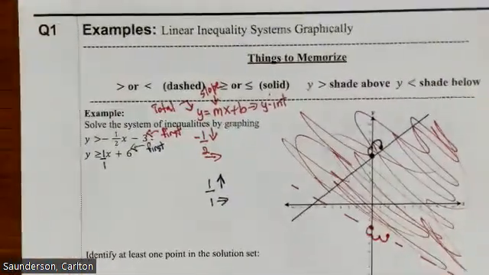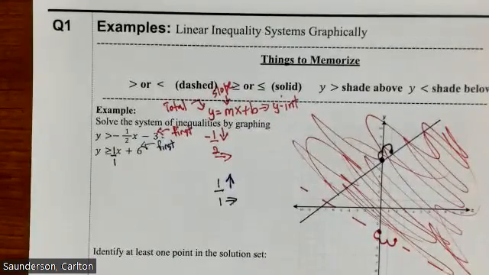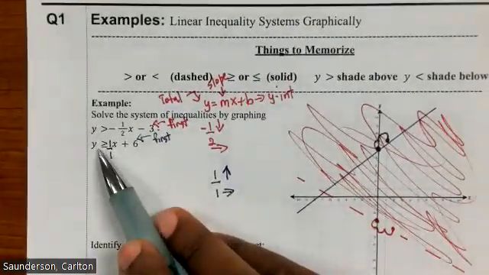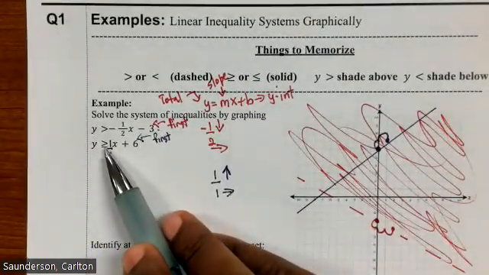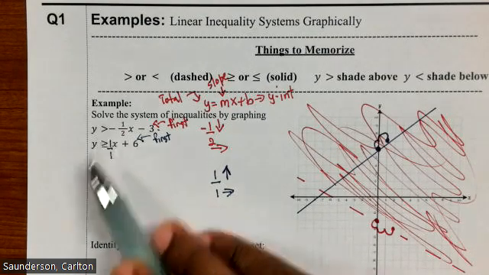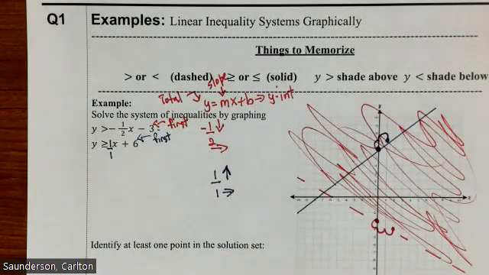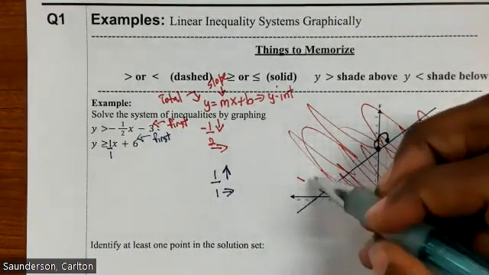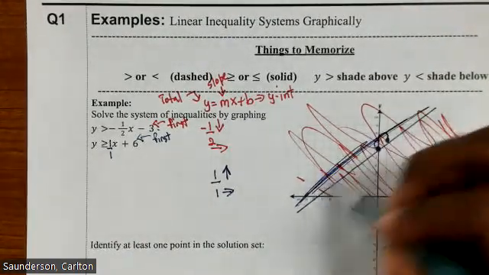Now I'm going to shade. When I'm shading, I need to look at the operator again. It's saying y is greater. If I'm greater than my line, am I going to be above it or below it? I'm going to be above it. So again, I'm going to shade above.